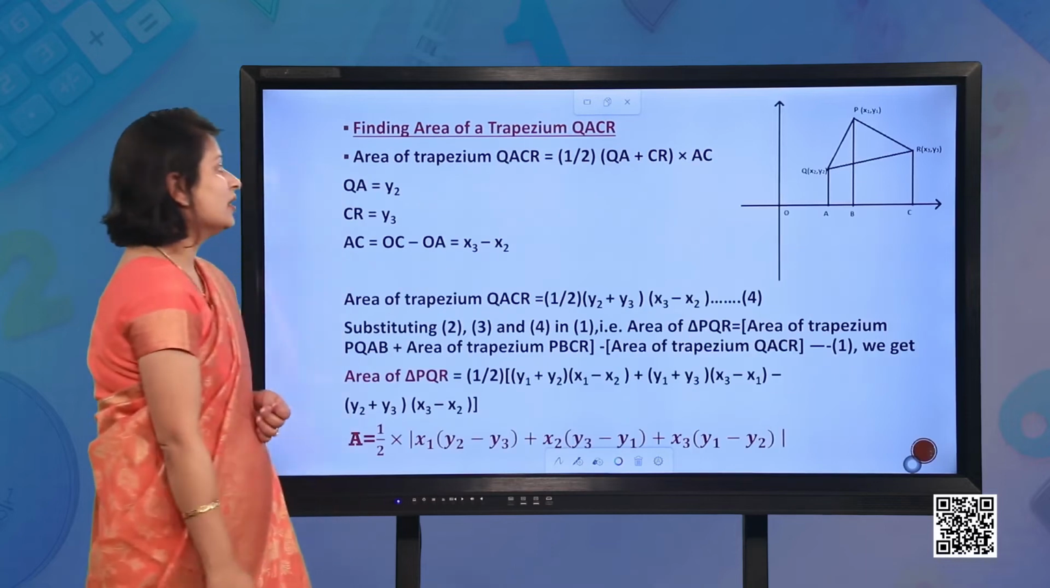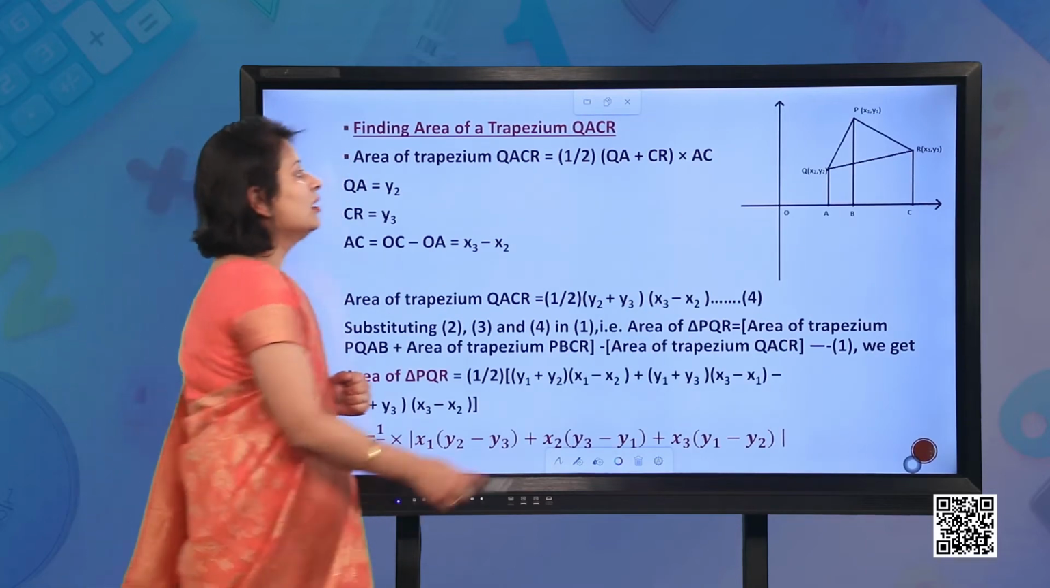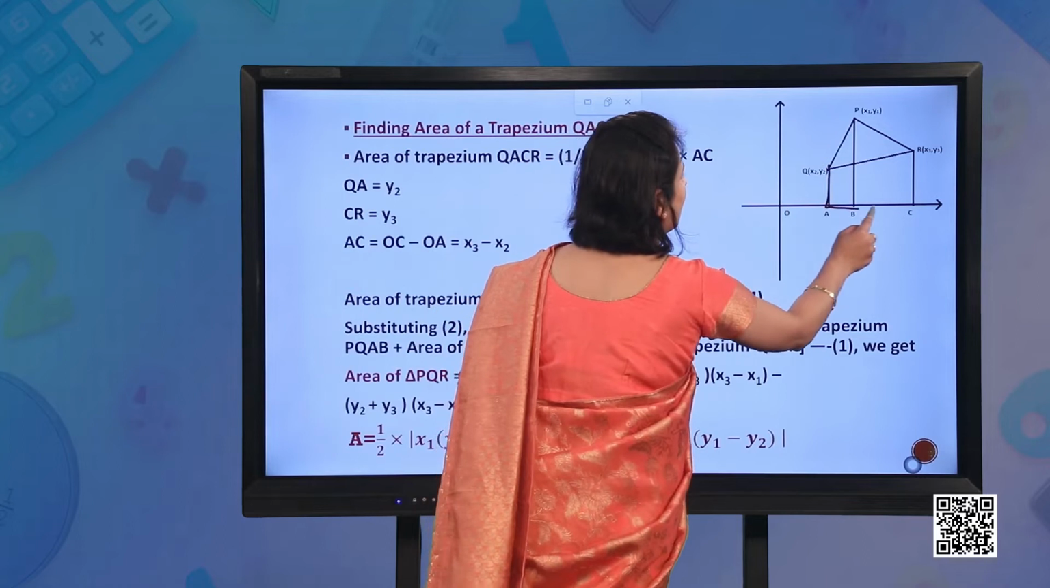Now we have to calculate the area of trapezium QACR.